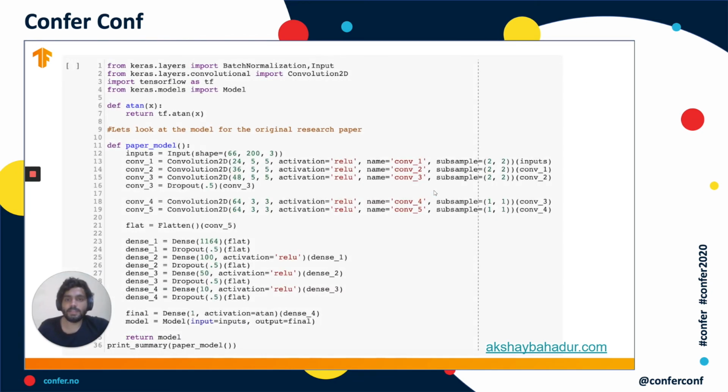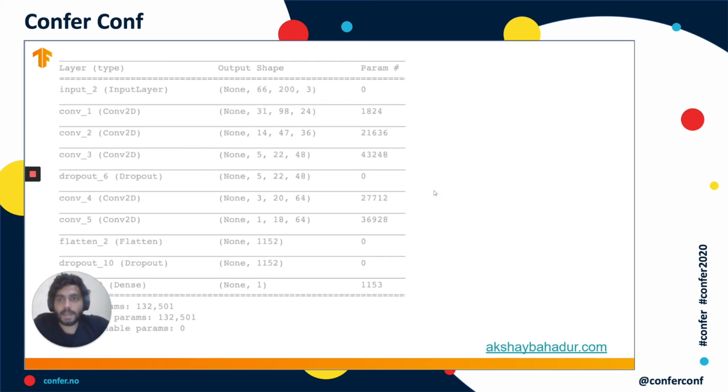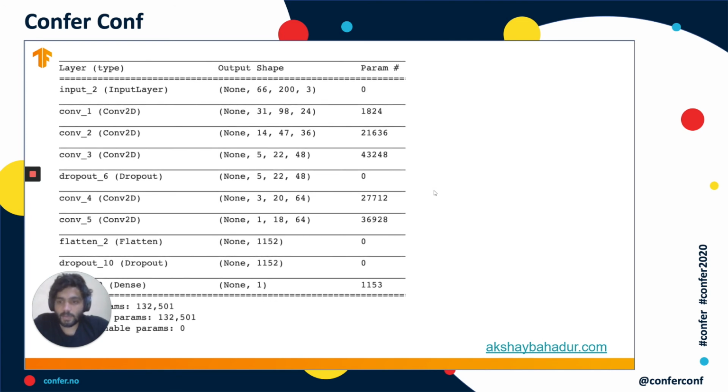This is the model structure that was given in the paper itself, therefore it's called the paper model. If you look at this in detail, what we notice is that it has a number of parameters of around 132,000, which is quite okay. And the total number of pixels per image is 66 by 200 by 3, which comes out to around 40,000 pixels per image. This is a good starting point for us.